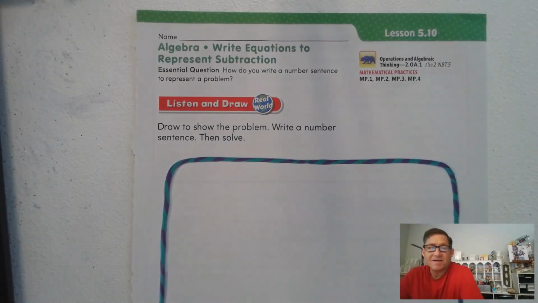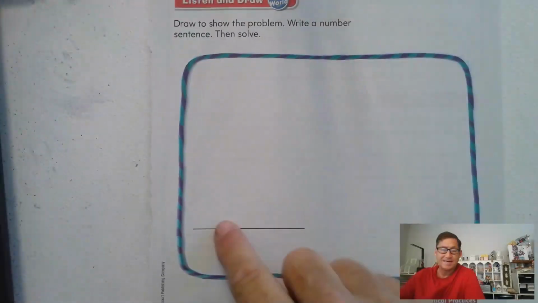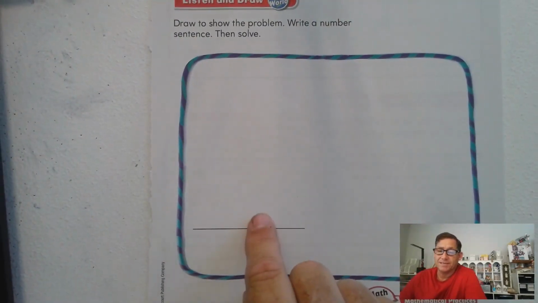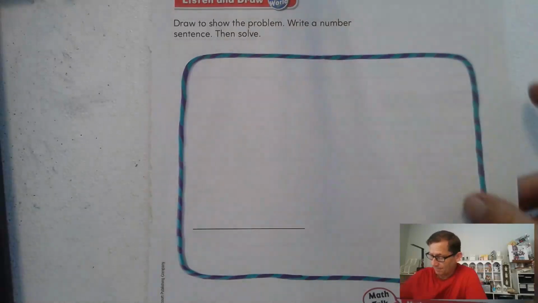All right, so in lesson 5.10, our topic is writing equations to represent subtraction. So in the following problem, I want you to draw to show the problem and then write a number sentence, then solve. So on the line down here, this is where we're going to write our number sentence. Okay. All right, so here's the situation.